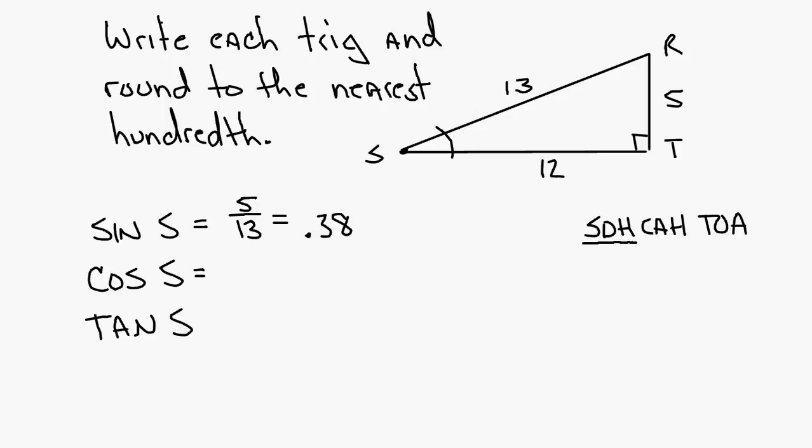Cosine is equal to adjacent over hypotenuse. So the side that is adjacent to angle S, there's two sides that are adjacent to angle S, 12 and 13, but the 13 is already the hypotenuse. So the adjacent to S is 12, and the hypotenuse is 13. And then you divide it.